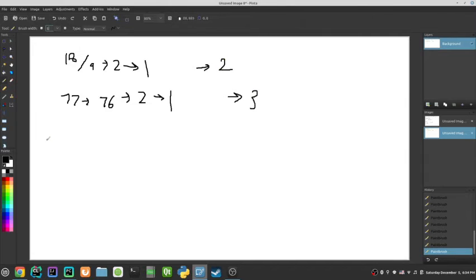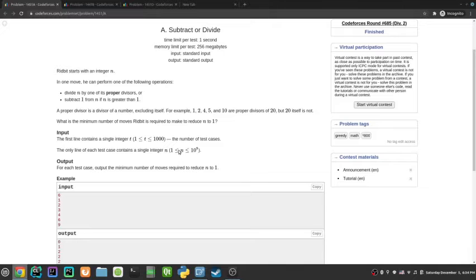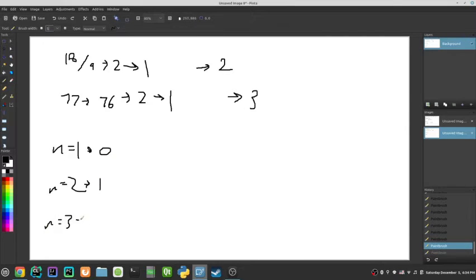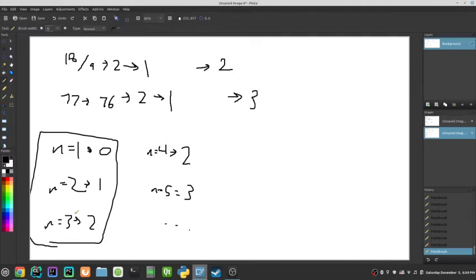Now let's look at the edge cases. They tell us that n can be any number from 1 to 10 to the 9th, so it can be 1, 2, or 3. We need to look at those edge cases to see which ones don't follow this. Take n equals 1: that's obviously 0. For 2, that's 1. For 3, I can subtract 1, then divide by 2 twice, so that's 2. For 4, that's 2. For 5, subtract 1, divide by 2 twice, that's 3. Everything after this will follow 2, 3, 2, 3, but only the first 3 break the rule, so we need to create special if statements for them.